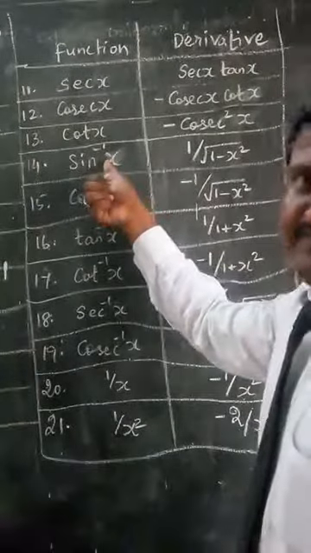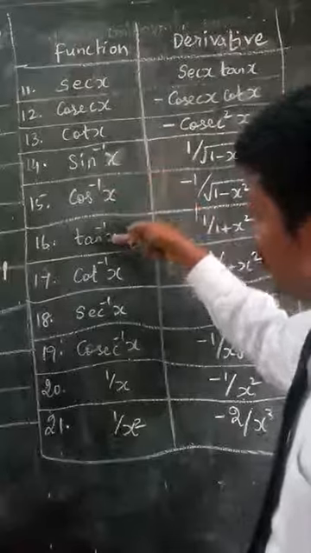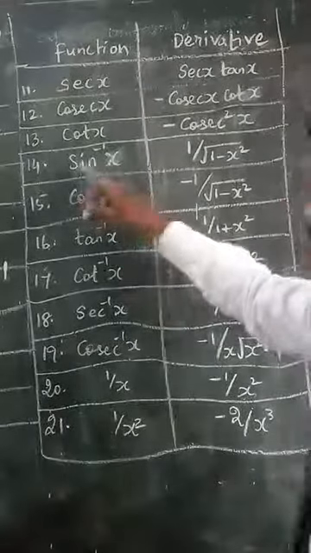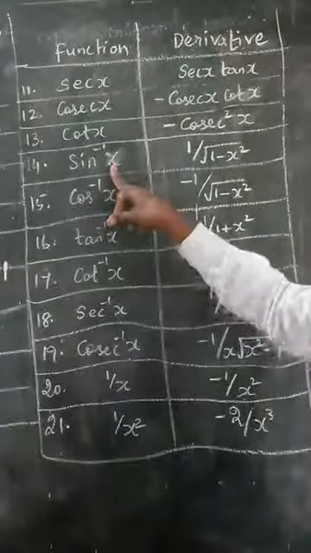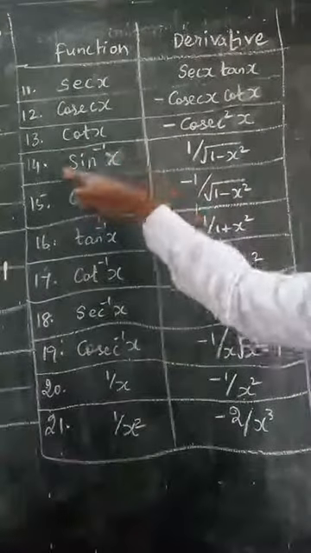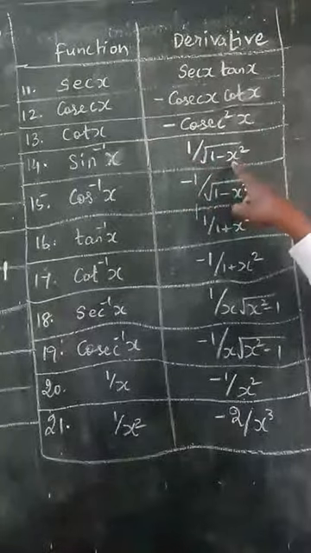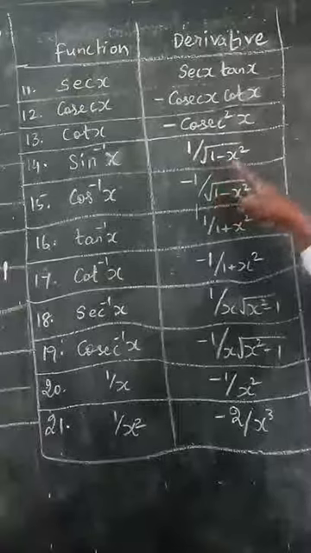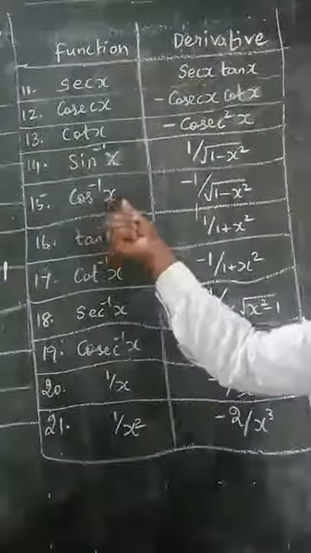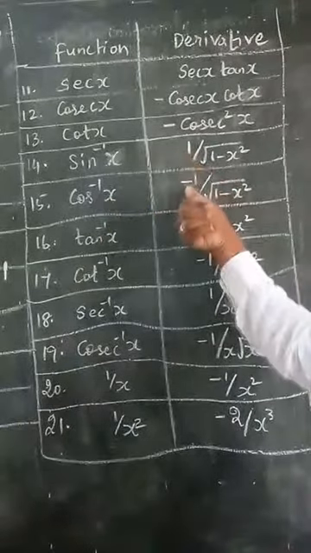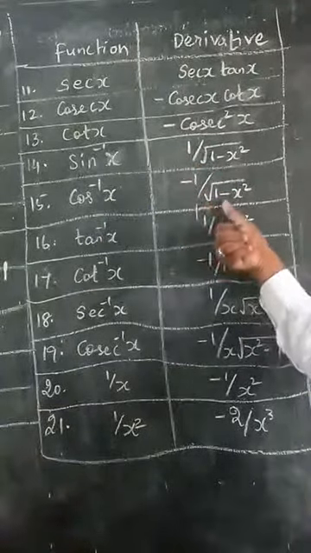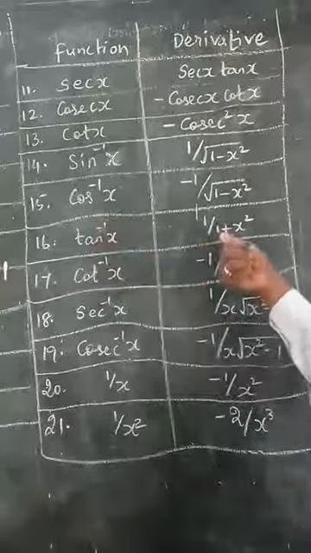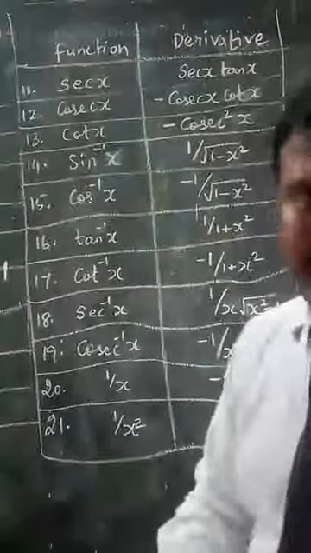Then inverse trigonometric functions: sin inverse, cos inverse, tan inverse, cot inverse, secant inverse, cosecant inverse. Another 6 are there. So we will see them one by one. First, sin inverse x. When we differentiate sin inverse x, the answer is 1 by root of 1 minus x square. This is the denominator. 1 by root of 1 minus x square. Cos inverse x, the answer is the same but with a minus sign. Minus 1 by root of 1 minus x square. When we differentiate tan inverse x, the answer is 1 by 1 plus x square. 1 by 1 plus x square.